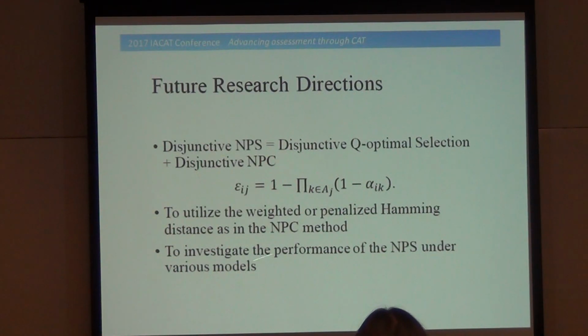We have some future research directions. There is a simple possible adjustment for the method. We can define the ideal response in a disjunctive manner, like this. For example, the DINO model is a disjunctive model. And then we can develop a disjunctive MPS. That is, for the initial K items, there is a disjunctive Q output selection in their article, and we can use this ideal response to select items after the K plus 1th item. And we are going to utilize various distance functions to refine the method, and we would like to investigate the performance of the MPS on various models.